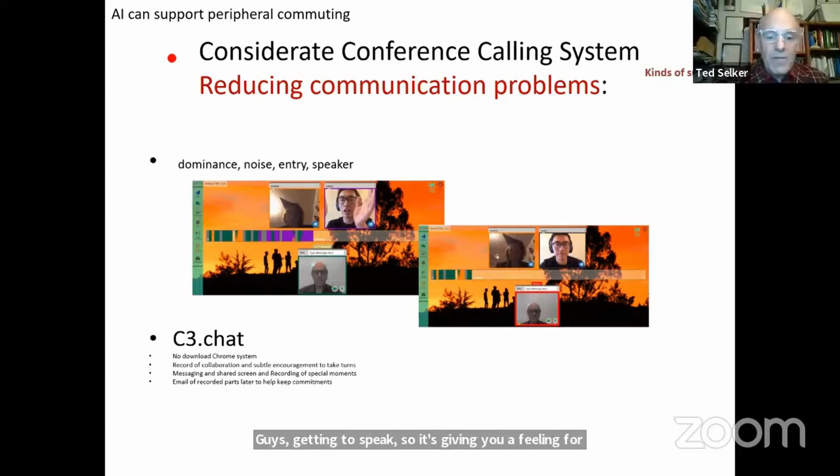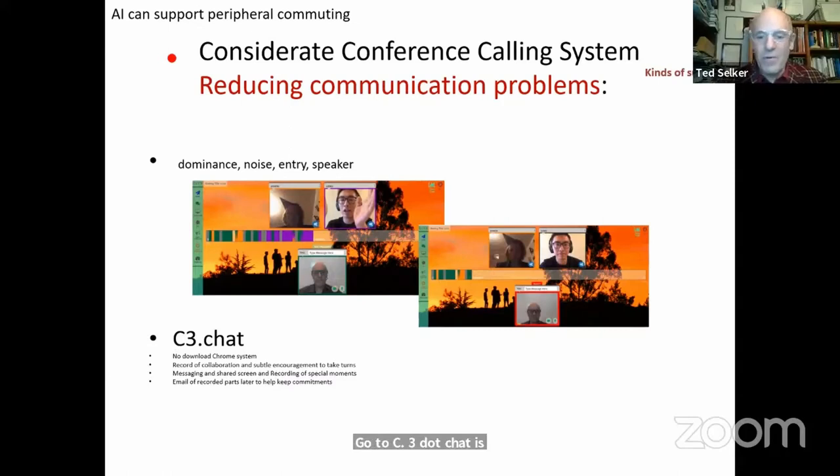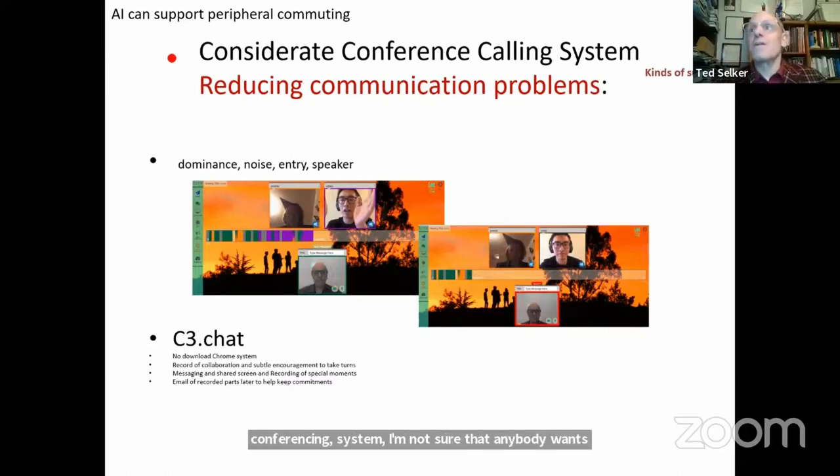If you guys want to play with it, go to c3.chat. It's yet another video conferencing system. I'm not sure that anybody wants to try another one these days, but it's fun because it uses these considerate systems and these peripheral cues to try to make people aware of some of the communication styles that they have, and improve them based on some of the statistically significant research that we've done.